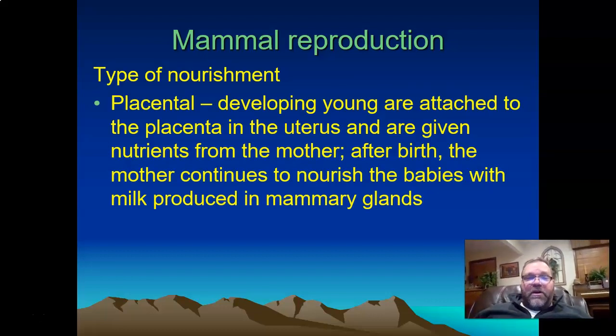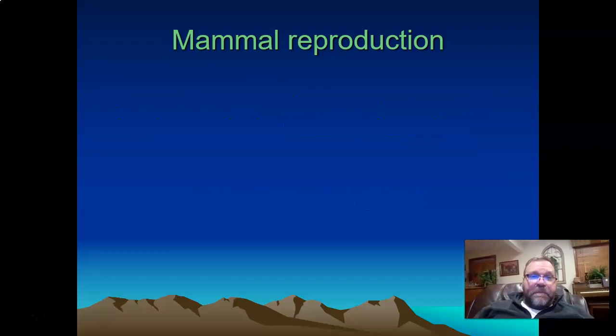All right. Types of nourishment. Placental. Developing young are attached to the placenta in the uterus and are given nutrients from the mother. After birth, the mother continues to nourish the babies with milk produced in mammary glands. The placenta is the organ that lets all the food and blood transfer from the mother to the baby. It's attached to the mom, and from it a cord goes into the baby. That's the umbilical cord. This is how most mammals do it, with a placenta.